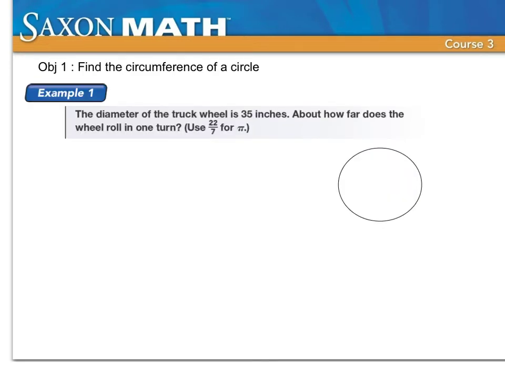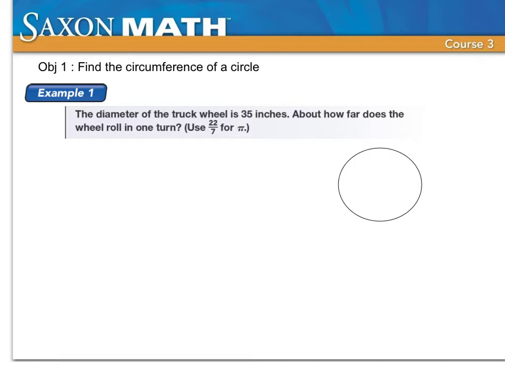Okay, so objective 1 is to find the circumference of a circle. Example 1 says the diameter of a truck wheel is 35 inches. About how far does the wheel roll in one turn? Okay, and they're telling us to use 22 over 7 for pi. That's a fraction approximation for pi. Okay, so diameter of a truck wheel is 35 inches.